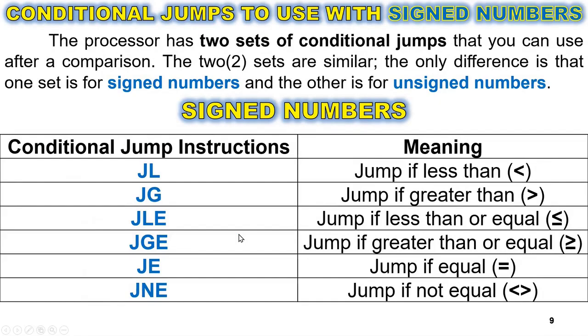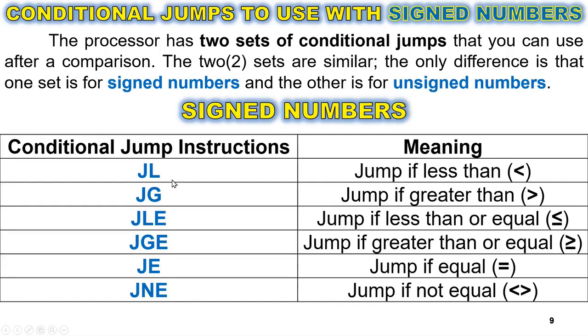The processor has two sets of conditional jumps that you can use after a comparison using CMP. The two sets are similar. The only difference is that one set is for signed numbers, or positive and negative numbers, while the other is for positive numbers, or unsigned numbers only. Here are the conditional jump instructions that are used for signed numbers.